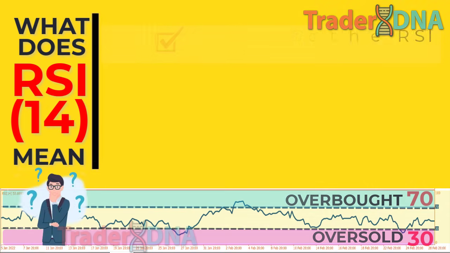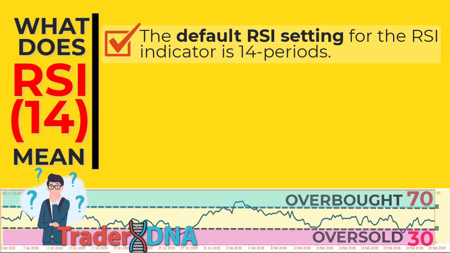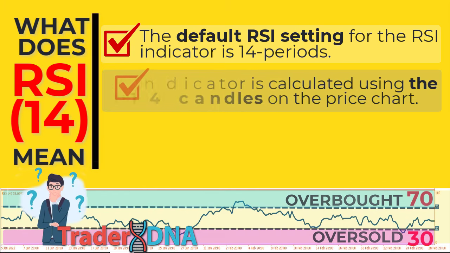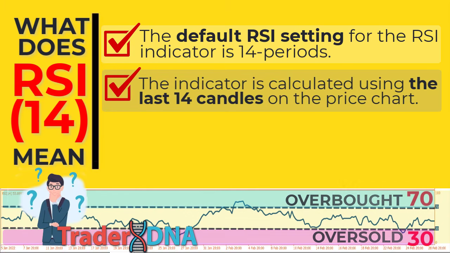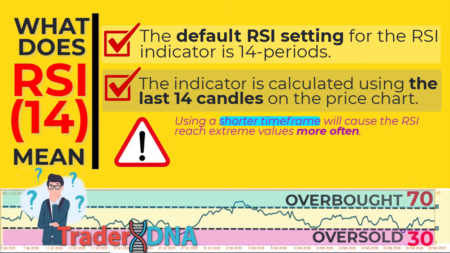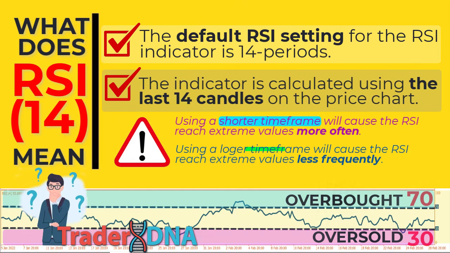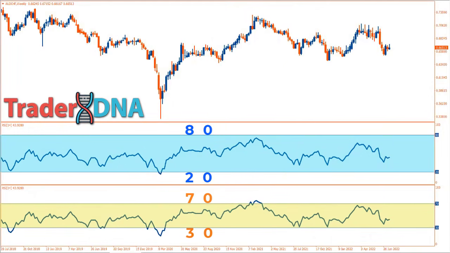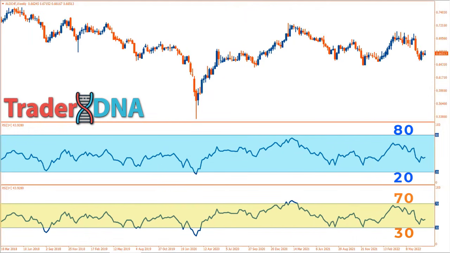The default RSI setting for the RSI indicator is 14 periods. That means the indicator is calculated using the last 14 candles or last 14 bars on the price chart. Using a shorter time frame, for example 5 periods, will cause the RSI to reach extreme values, above 70 and below 30, more often. By the same token, longer time frame settings will see the RSI indicator reach above 70, or below 30 less frequently. This chart shows how to change the various settings.